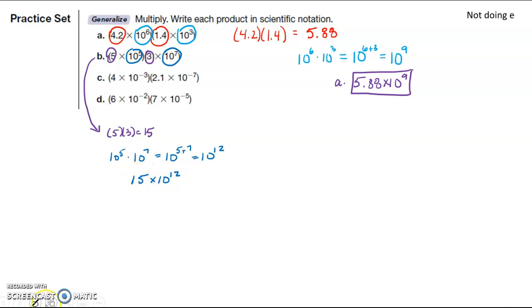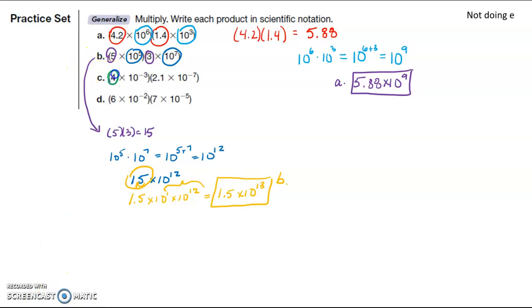But this is not in scientific notation. So what I'm going to have to do is move this one. So I have 1.5 times 10 to the 1 times 10 to the 12. And then I add these exponents so that my answer is 1.5 times 10 to the 13th. This is B. Okay, let me change colors yet again.